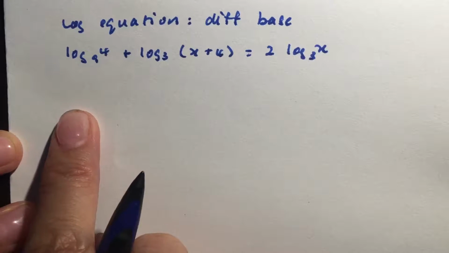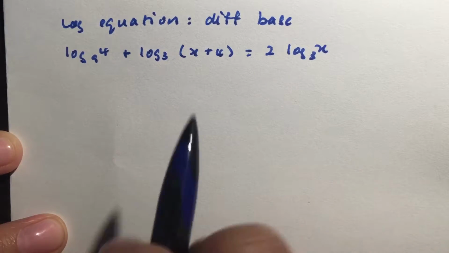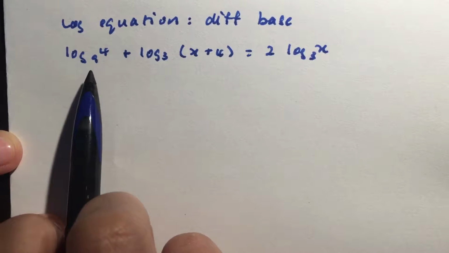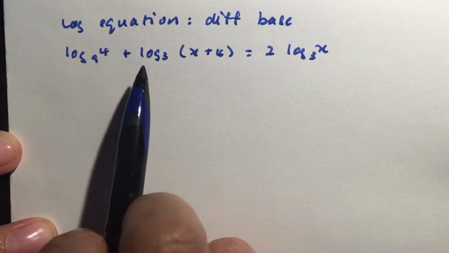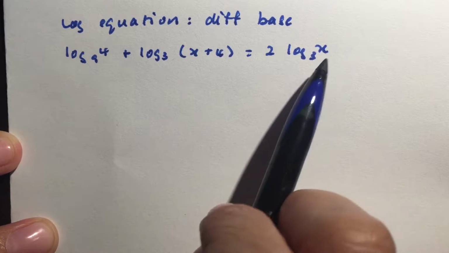Earlier on, we have actually seen the video on log equations where the bases are the same. So this time around, we're going to have the one with different base. And you realize that we have log 4 to the base 9 plus log (x + 4) to the base 3 equals 2 log x base 3.